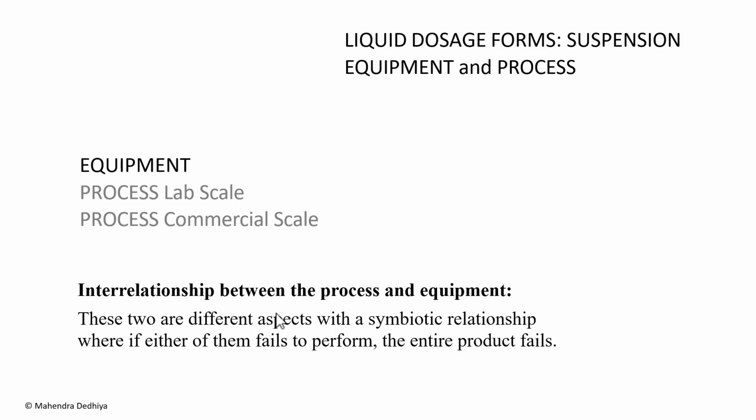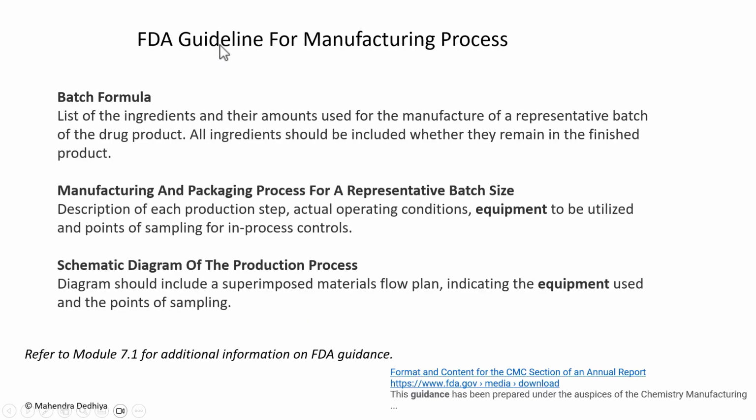In this integrated approach, we first look at equipment. When we are developing at lab scale, on a smaller scale, we need to be aware of what equipment manufacturing will use and take the measurement. Food and Drug Administration guidance on manufacturing process: readers are requested to refer to Module 7.4 for additional information on FDA guidance. We will not repeat that in this module.